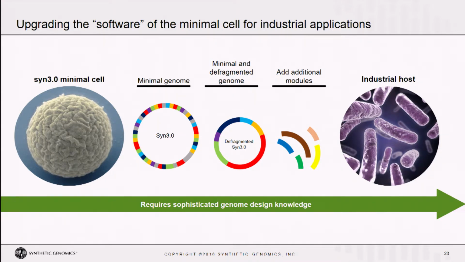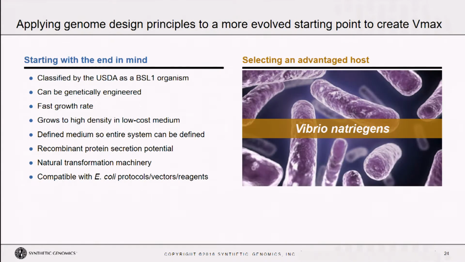I believe as we gain a deeper understanding for how to design life from the bottom up, we'll get to this point. But for now, a faster and more cost-effective approach is to start applying our synthetic cell and minimal cell technologies to a more evolved system that already exists in nature. And about 3 or 4 years ago, we found that organism. It's a gram-negative bacterium called Vibrio natriegens. We call it Vmax. And this is why it's an ideal starting point for us.